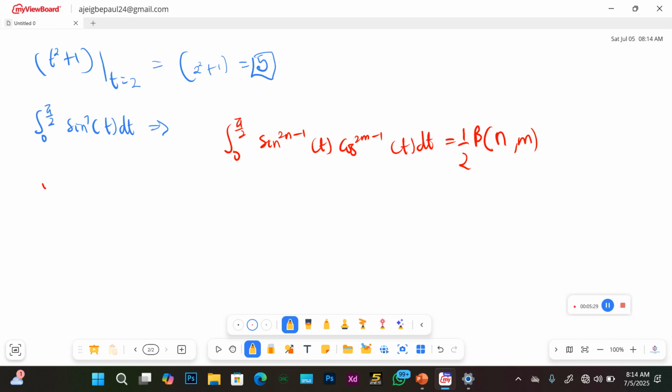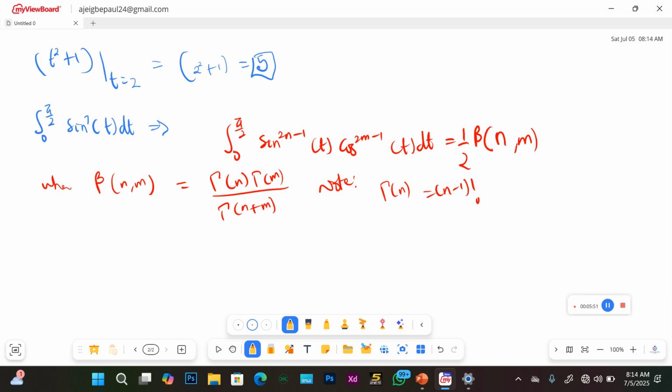Where beta of n comma m is the same thing as gamma of n multiplied by gamma of m over gamma of n plus m. And then take note, gamma of n is equal to n minus 1 factorial.